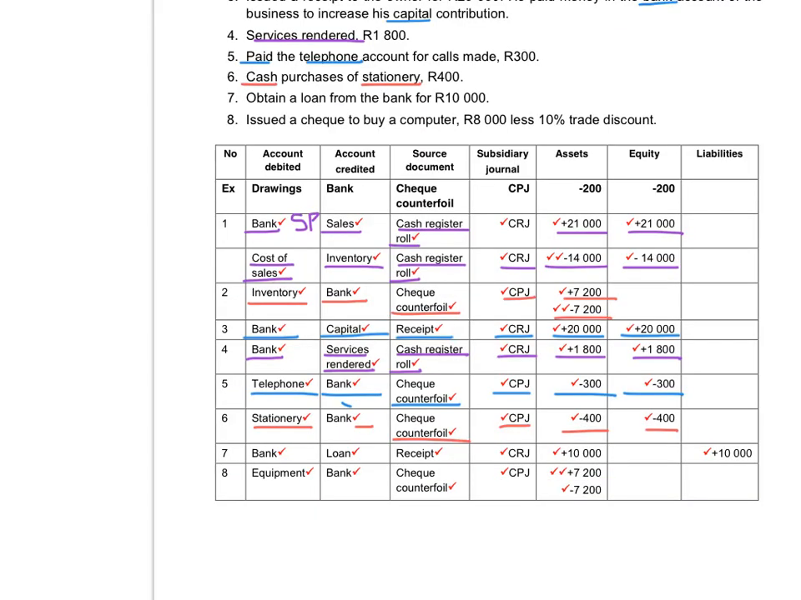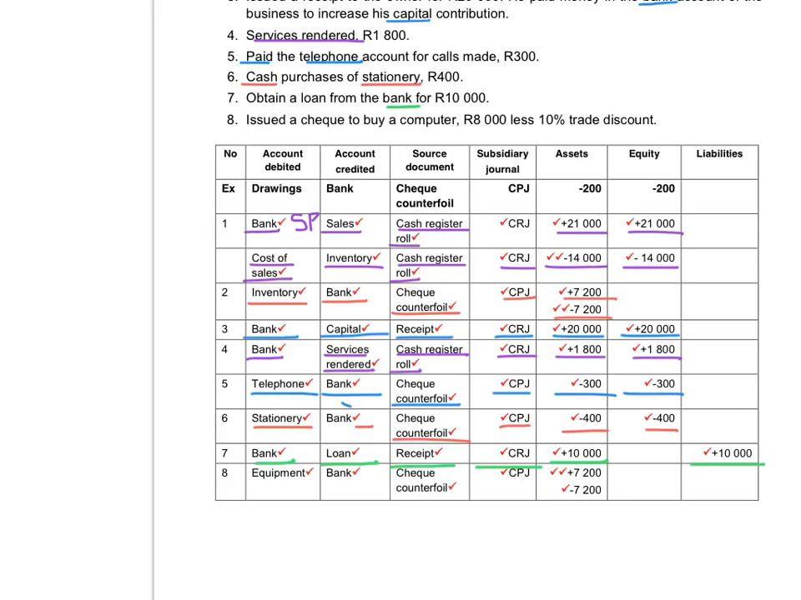Obtain a loan from the bank. Money is paid into the bank account, so the bank account will increase on the debit side with 10,000. A loan was obtained. That is an obligation to the business that they will have to pay back in the future, so the loan account is credited to increase liabilities with 10,000 Rand. When the business received this loan, a receipt was issued as proof of payment that the money was received, and it was recorded in the cash receipts journal.